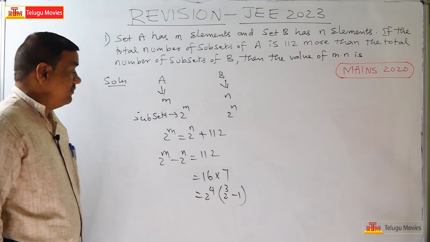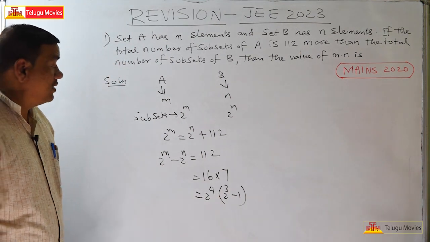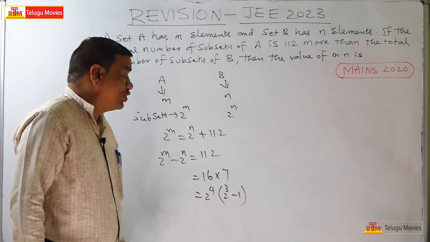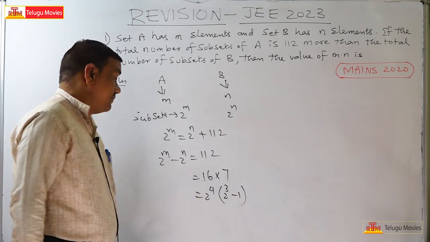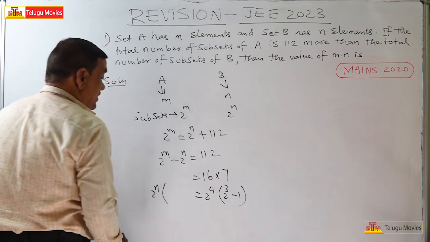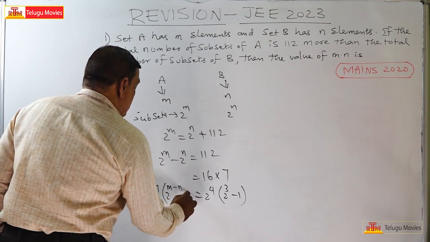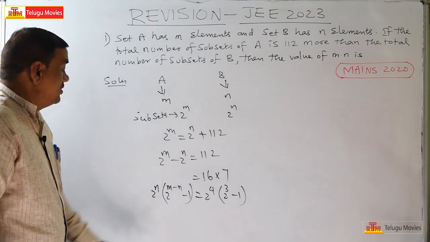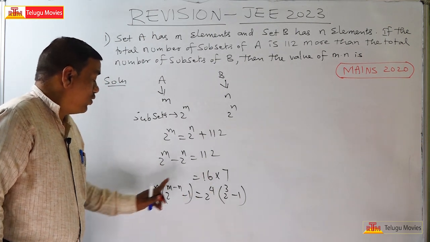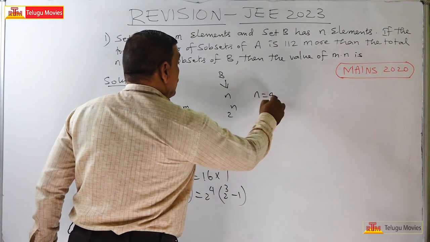Can I write it as 16 into 7? 16 means 2 to the power of 4, 7 means 2 cube minus 1, that is 8 minus 1. Therefore, take 2 power n common outside. Therefore, 2 power n into (2 to the power of m minus n, minus 1). Understand? This equals 2 to the power of 4 into 7. Comparing, 2 to the power of 4 is equal to 2 to the power of n. Therefore, n is equal to 4.